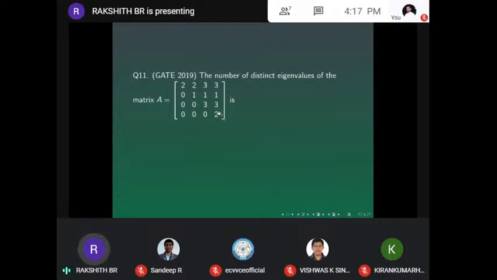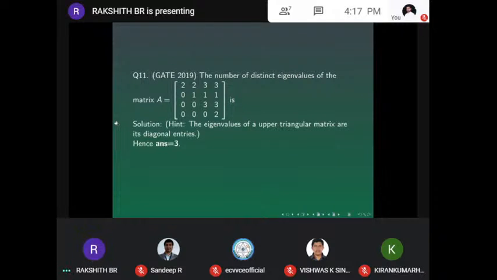How many of them are distinct? It's just 1, 2, and 3. Therefore, the number of distinct eigenvalues of the matrix is 3. You have 4 eigenvalues, out of which 3 are distinct.